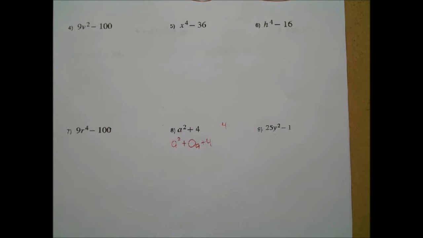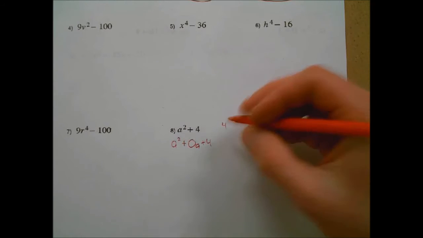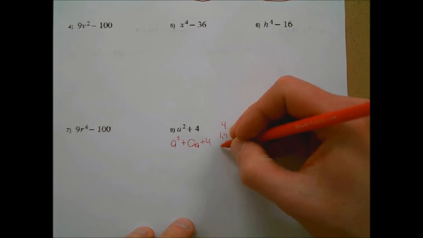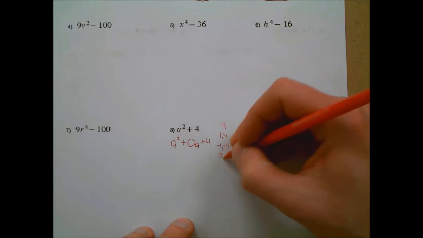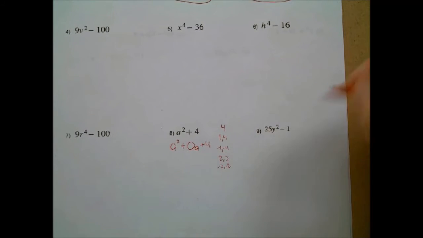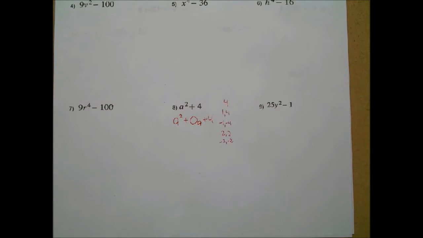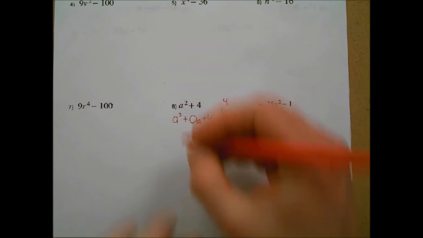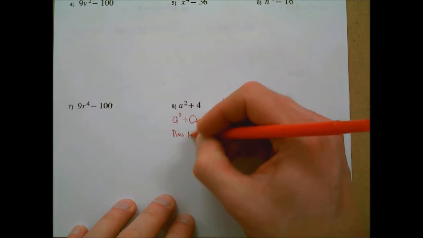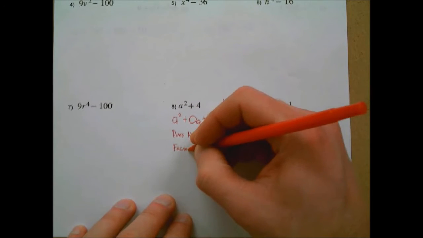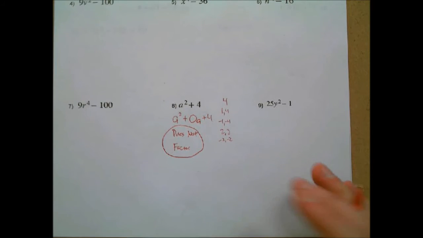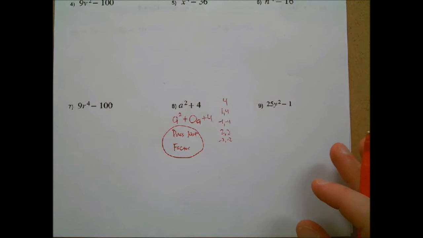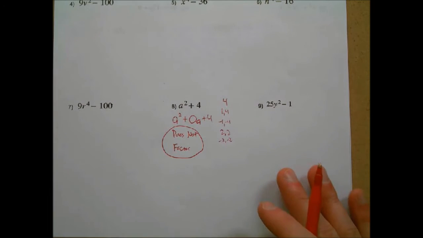Right. So what ways can we multiply 4? Well, we can do 1 and 4. We can do negative 1 and negative 4. We can do 2 and 2. We can do negative 2 and negative 2. Do any of those combinations add up to 0? No. They don't. So what do we say about this? It doesn't factor. Number 8 does not factor. So a sum of squares does not factor. A difference of squares does factor.